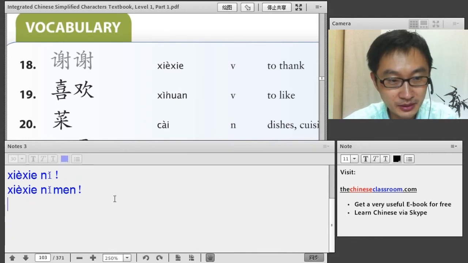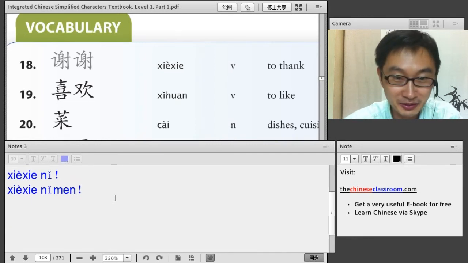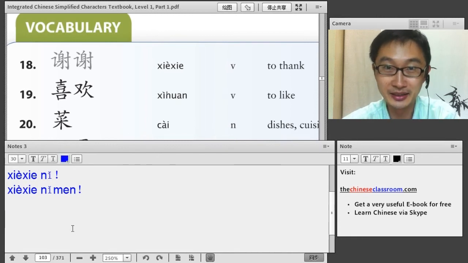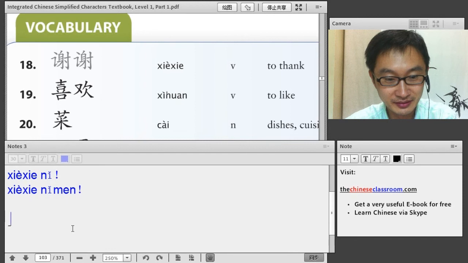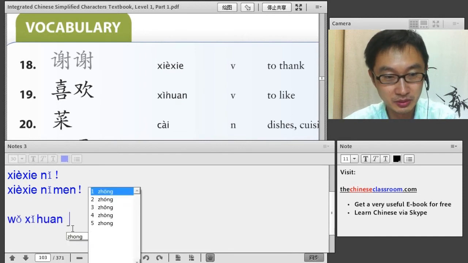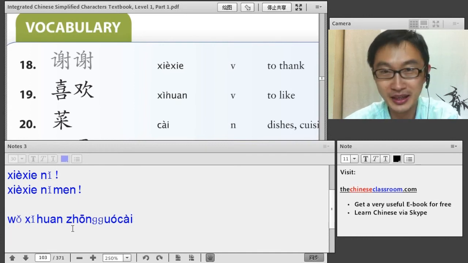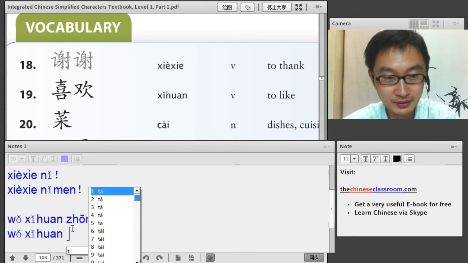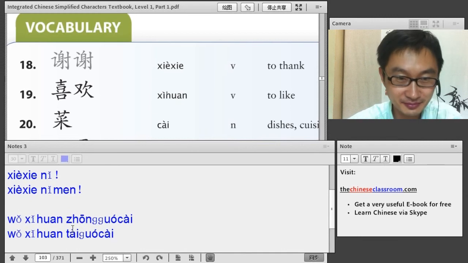Next one, 喜欢, which is like. You can say 我喜欢 something. By the way, here 菜 is dishes. You can say I like Chinese dishes, I like Chinese food. You will say 我喜欢中国菜, right? 中国菜. Oh, you like Thai food? 我喜欢泰国, Thai country, you just put 菜, 泰国菜. Like this. 好的.